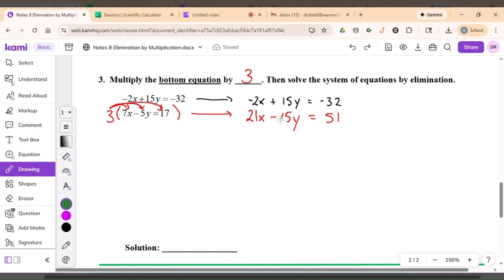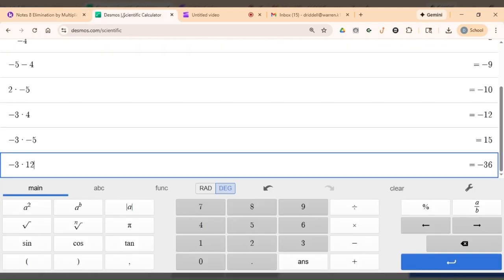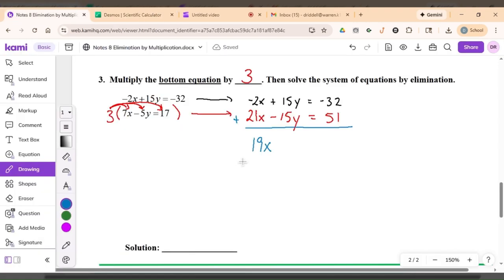So now that we have that, we're going to add these together. So let's add the two equations and see what we get. We have -2x plus 21x. Put that in the calculator. You're going to get 19x right there, okay? A 15 plus a -15, everybody. Again, if we have to put it in, 15 plus -15, that's 0. That's exactly what we needed to happen. So adding 15 with -15, that makes these go away, okay?